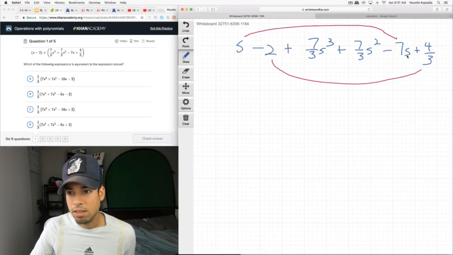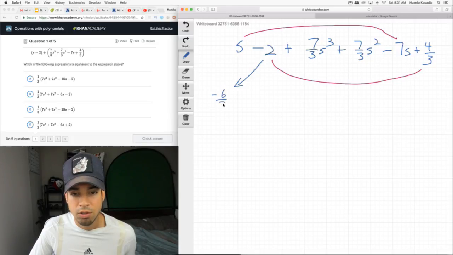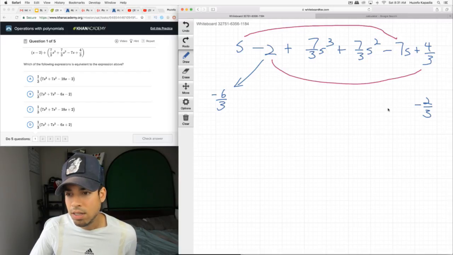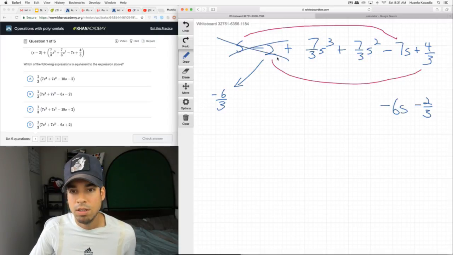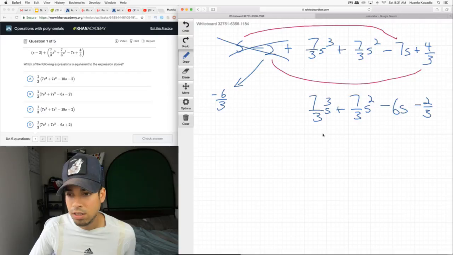So s and negative 7s make negative 6s. The negative 2 combines with the positive 4/3. Negative 2 is really negative 6/3 if we have like terms. So now we combine a negative 6/3 and a positive 4/3. We'll have a negative 2/3 out here. S combined with a negative 7s is a positive s, so it goes up 1, so it goes minus 6s. And then everything else stays the same. Okay, so now we've gotten rid of this. Now we've got 7/3 s cubed plus 7/3 s squared, and then everything stays the same.